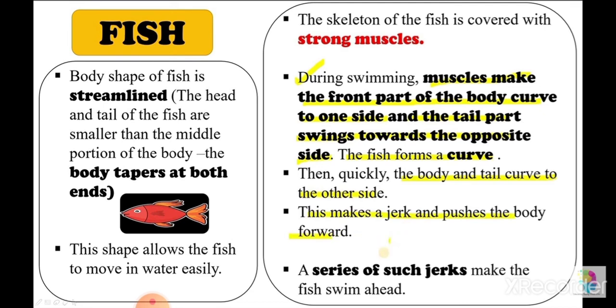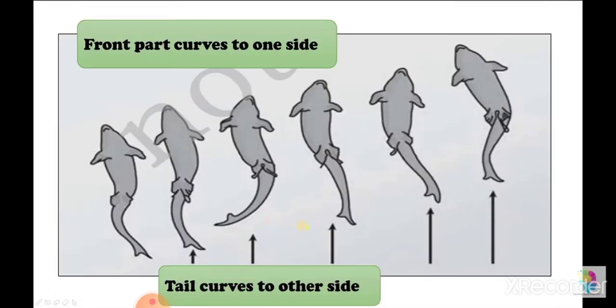What I am trying to say is, firstly, the front part of the body will curve to one side like this and the tail part will curve to another side. Then quickly this front part will curve to the other side and the tail part will curve to another side, and this makes a jerk and pushes the body forward. A series of such jerks make the fish swim ahead.